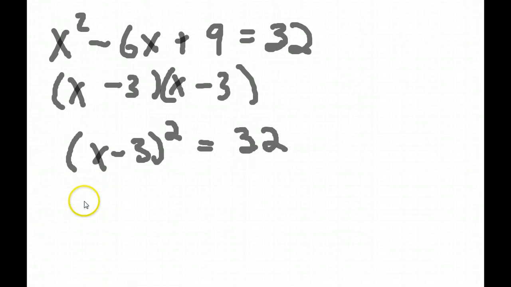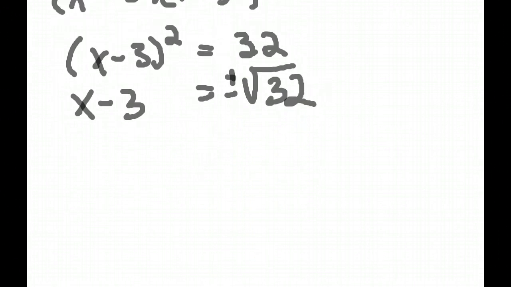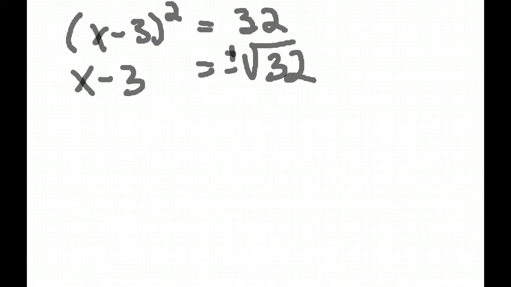So what happens when we take the square root of x minus 3 squared? What are we left with? X minus 3. Correct. Equals, and what we do to one side, we have to do to the other side. So we take the square root of 32, so it's plus or minus the square root of 32. There are two ways to deal with this. We can either leave it in radical form, but we have to simplify it as much as we possibly can, or we can use a calculator.